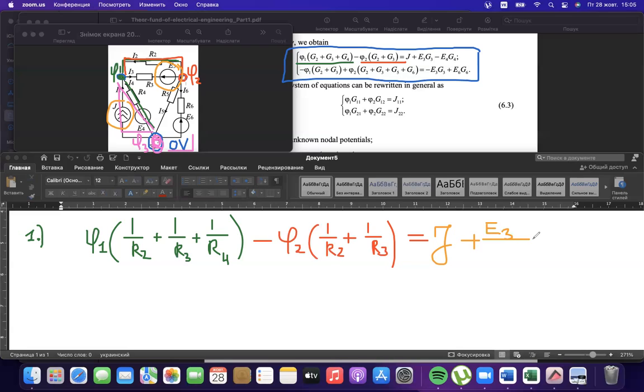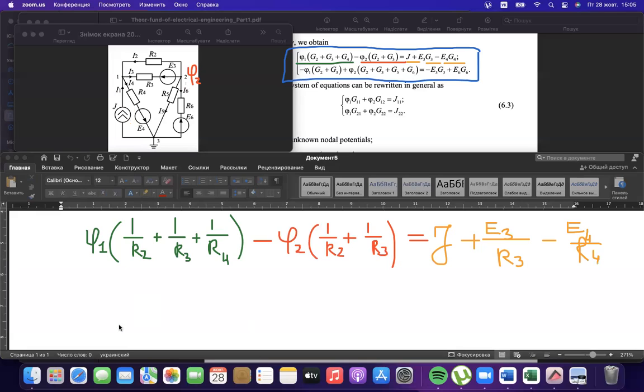The value of the source is divided by the conductivity of this branch. And the last one, the last source, E4, in the opposite direction, should be with minus. E4 divided by the resistivity of this branch. That is how we can build the first equation. For the second equation, we do exactly the same. We start from the second potential as the main potential.